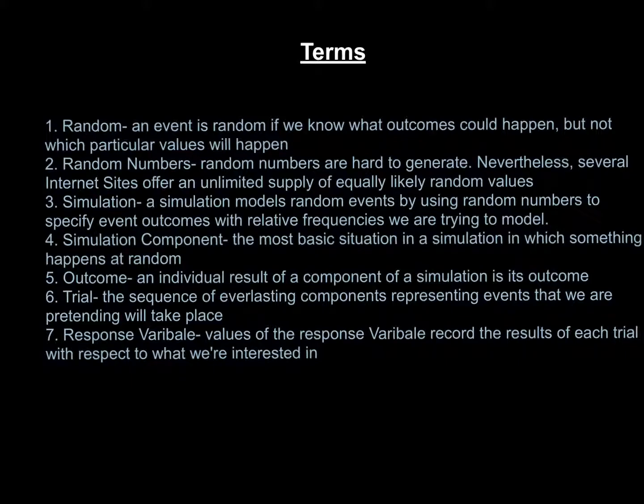The fifth term is outcome. An individual result of a component of a simulation is its outcome. The trial is the sequence of simulation components representing events that we are pretending will take place. And finally, the response variable: the values of the response variable record the results of each trial with respect to what we are interested in.